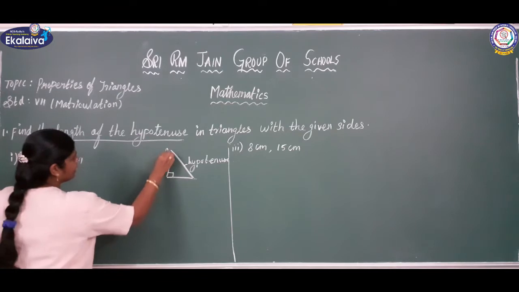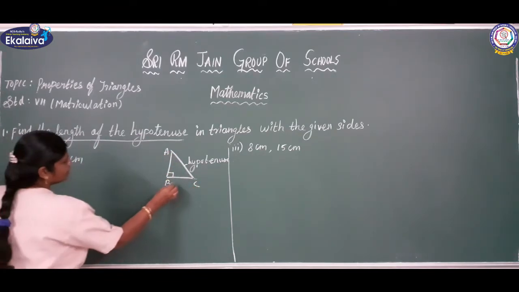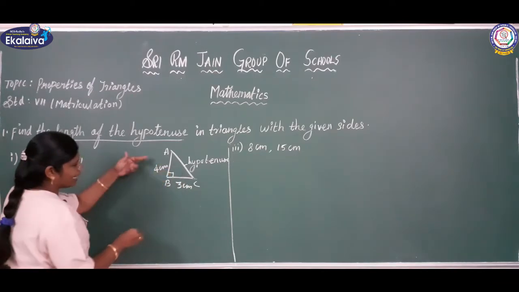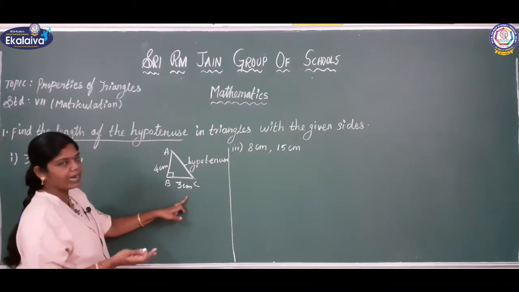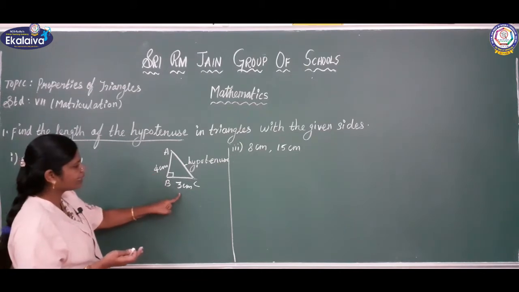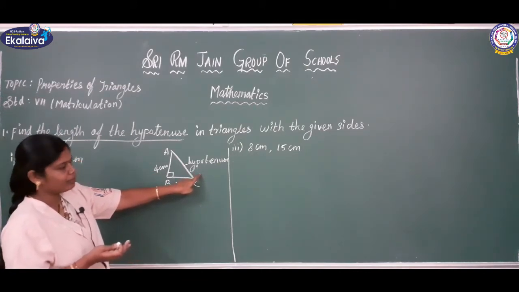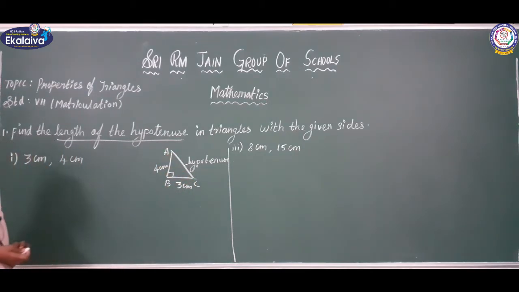Okay. So I am naming it A, B, C. Here 3 centimeter, then 4 centimeter. You can take it as AB as 3 centimeter and BC as 4 centimeters also will be acceptable. Okay. So here two sides are 4 centimeter and 3 centimeter. We need to find out the length of the hypotenuse. Okay. What is the naming? AC. Okay. AC length we are going to find.